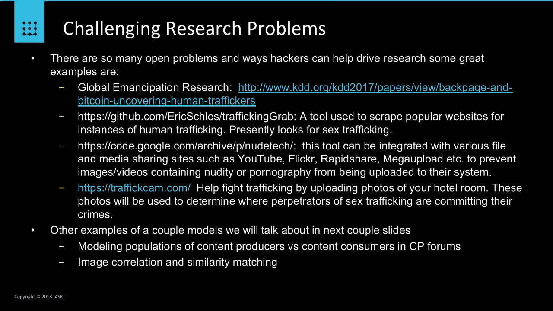So what will happen is these NGOs will scrape all these images, and then this application, for instance, is all about correlating the background image in hopes of telling us what hotel chain this picture was taken in.